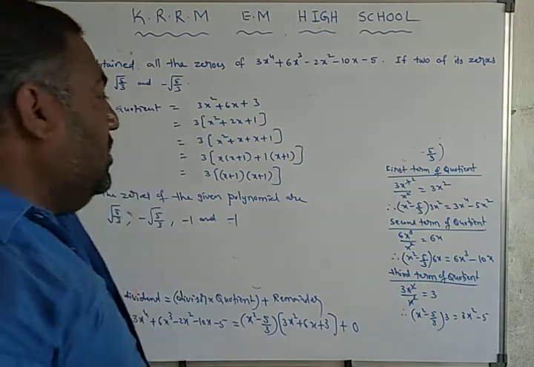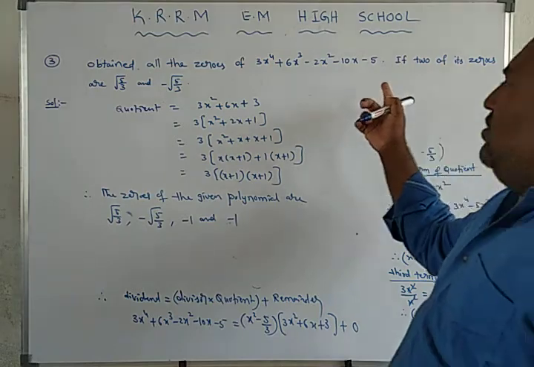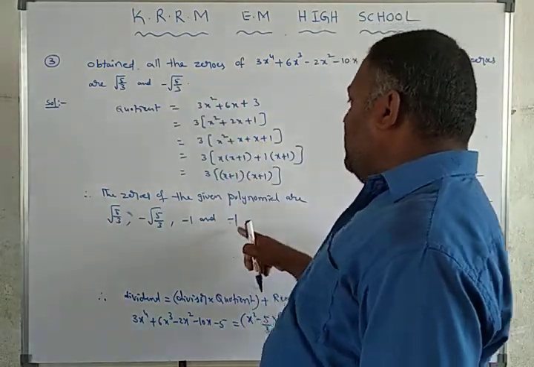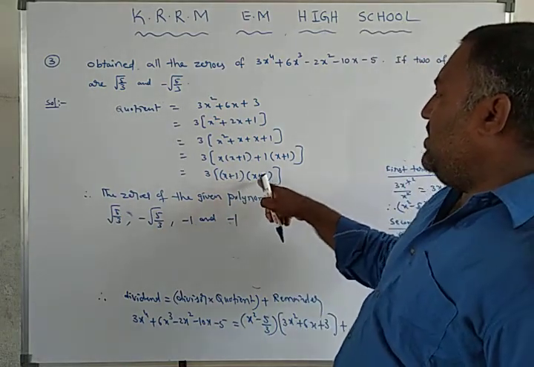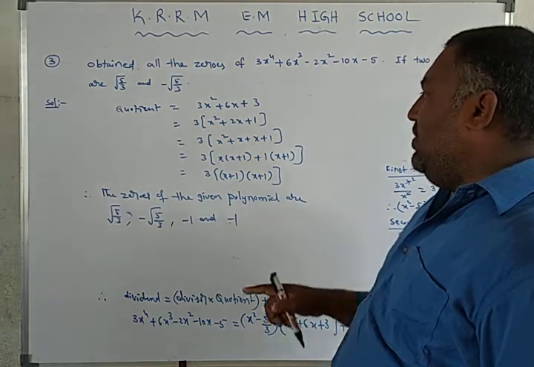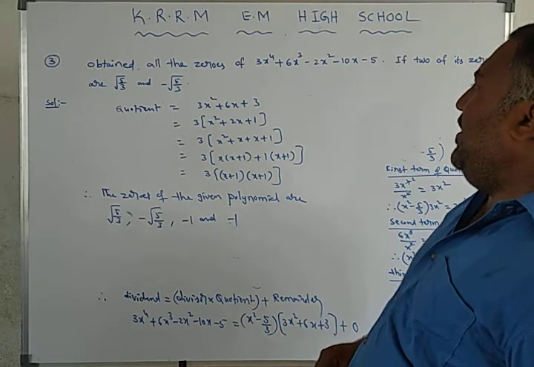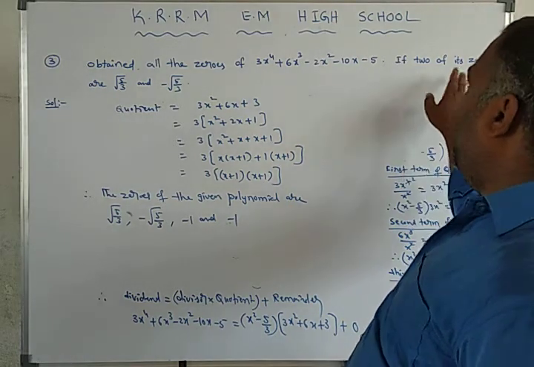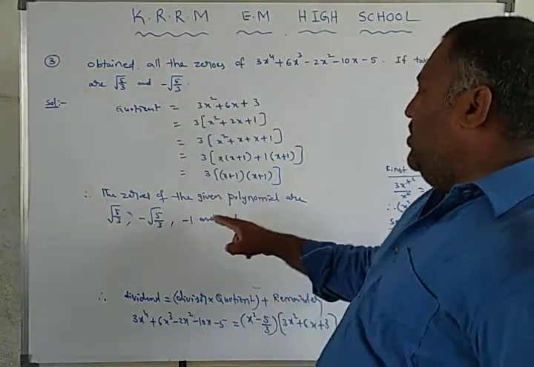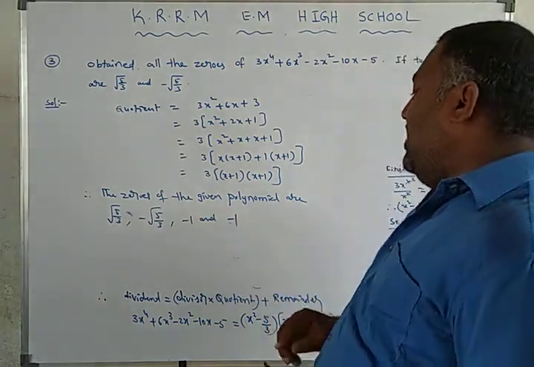So these are the 4 zeros. The given polynomial is a 4-degree polynomial. Two of its zeros are given. The remaining two zeros are minus 1 and minus 1. So here x plus 1 and x plus 1: the zero of x plus 1 is minus 1, and for the other one, the zero of x plus 1 is also minus 1. So we obtained all the zeros of the given polynomial. Two of its zeros are root 5 by 3 and minus root 5 by 3, therefore the remaining two zeros are minus 1 and minus 1. Total 4 zeros: root 5 by 3, minus root 5 by 3, minus 1 and minus 1.